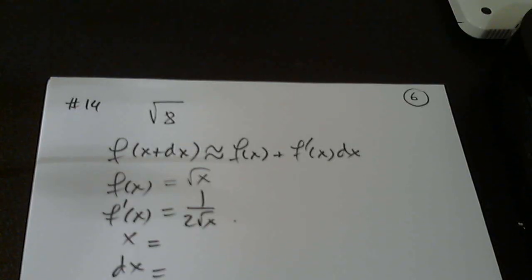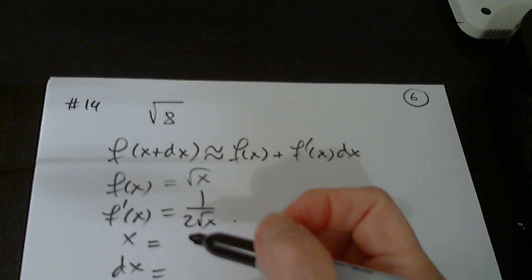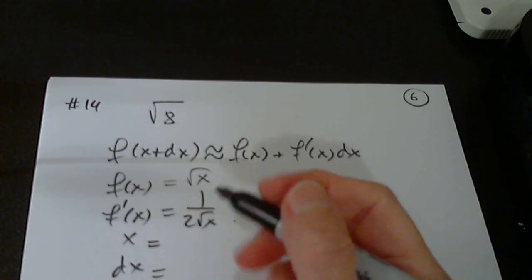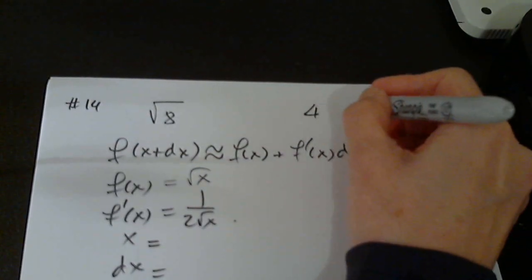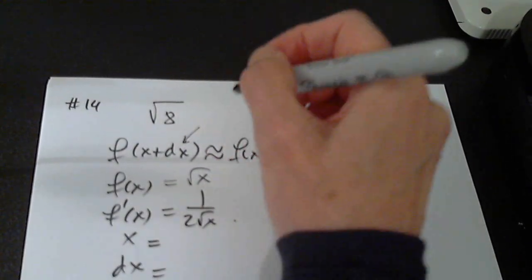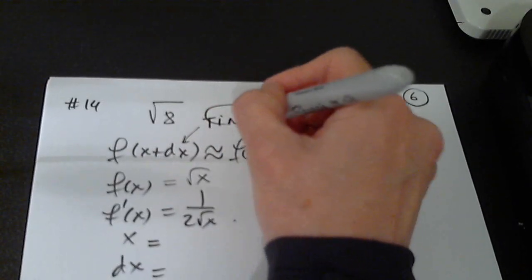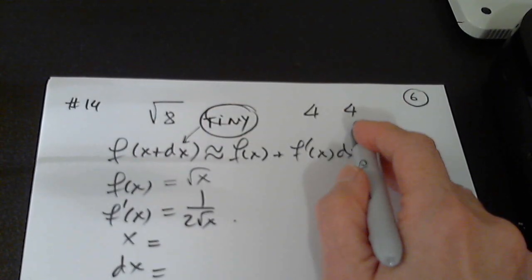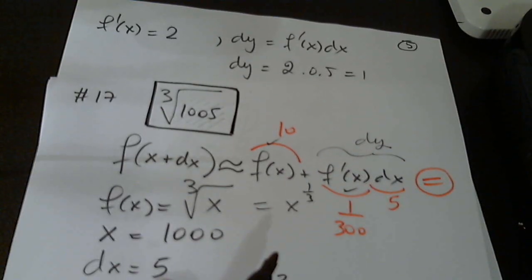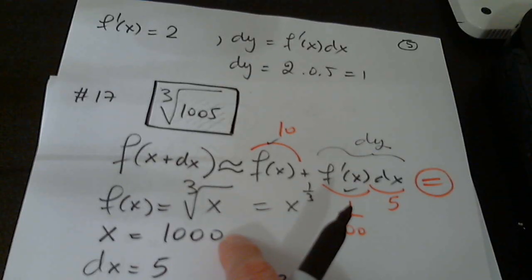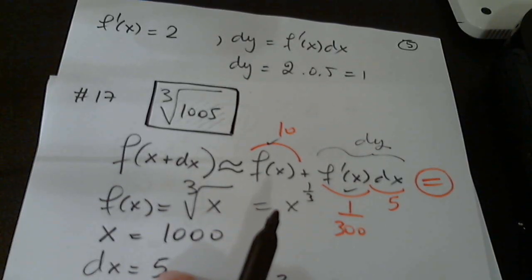Would it be, is x 4 and 8? Say it again. Would it be 4 and 4? So, 4 and 4, remember, this is tiny. 4 and 4 cannot work. No, I'm saying x would be 4 and then dx would be 4. But they have to be tiny by comparison. This has to be very small by comparison to x. When I say very small, I mean very small.